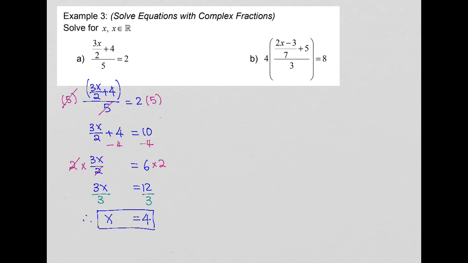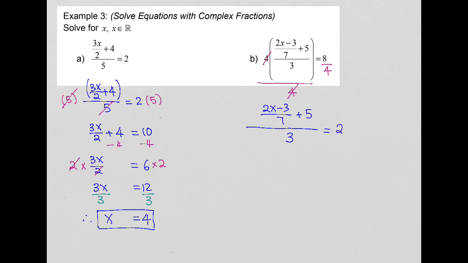Now, for part B, you have 4 times the bracket equals 8. So the first thing you can do is divide by 4 on both sides. So 4 divided by 4 becomes 1. So you're left with (2x minus 3) over 7 plus 5 over 3 equals 8 divided by 4, which is 2.